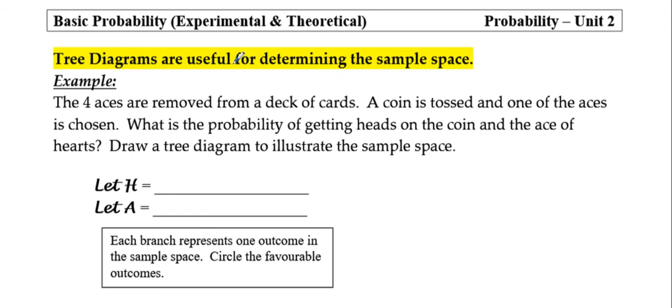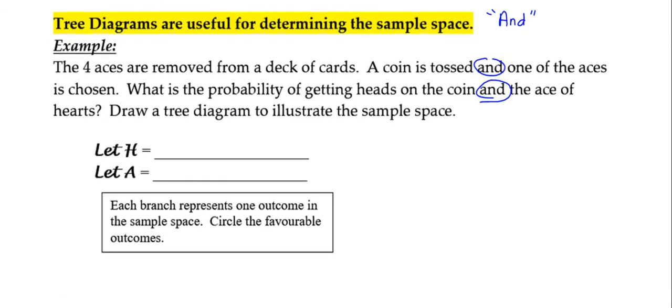So tree diagrams are useful for determining the sample space, and that's especially anytime you have an AND situation. So in this example, the 4 aces are removed from a deck of cards, a coin is tossed, and one of the aces is chosen. What is the probability of getting heads on the coin and the ace of hearts? Draw a tree diagram to illustrate the sample space.